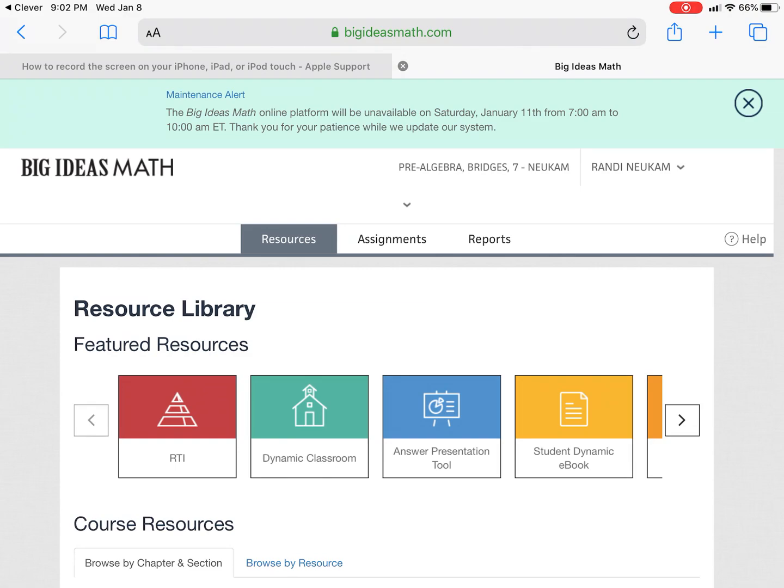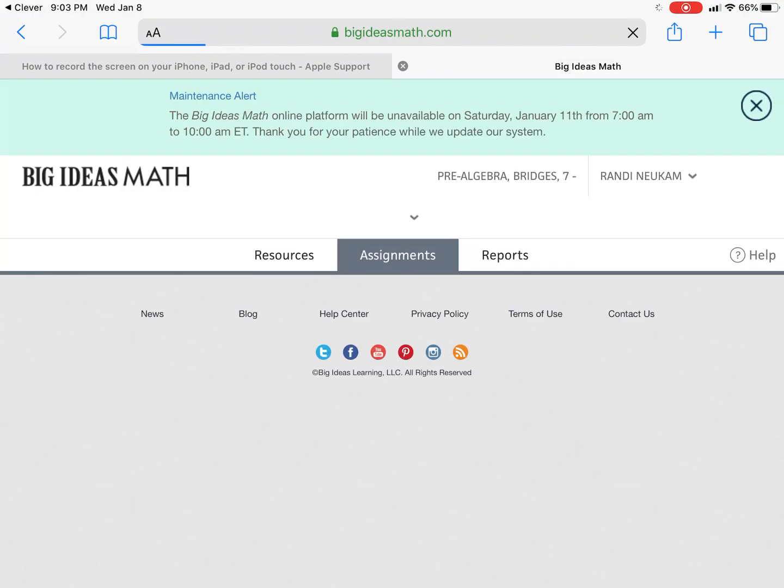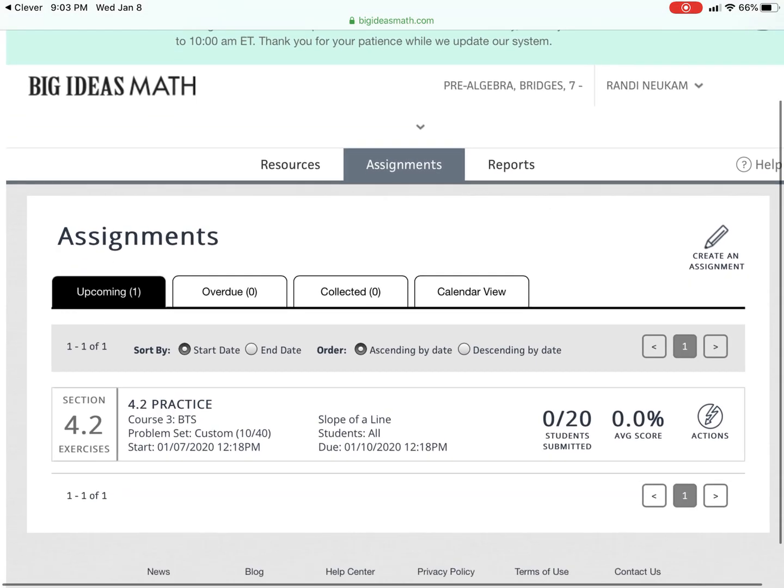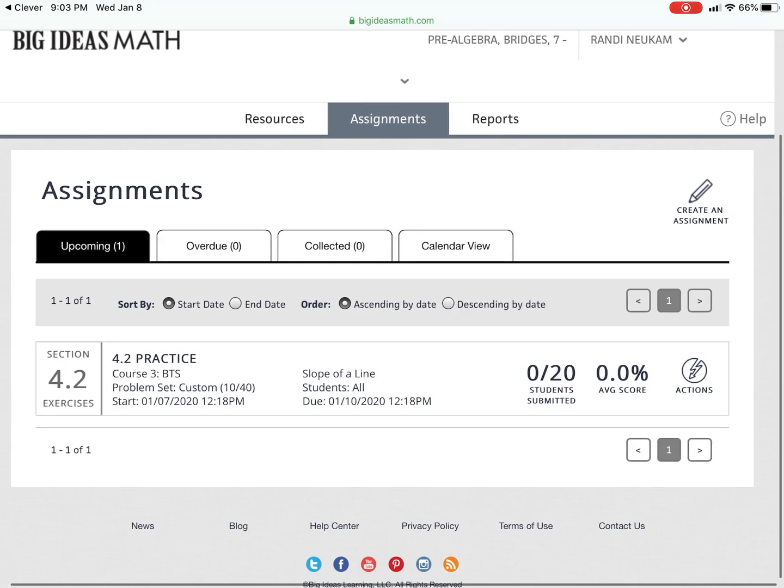Okay, so you're going to see this resources page when you click into Big Ideas Math. You want to click on assignments, and you should see what you see on my screen, this 4.2 practice slope of a line. So it's going to automatically grade this for you, and then in the Clever app, I'll be able to see your scores, and this is your practice assignment. I believe you still have a check for understanding to submit as well. So go ahead and do this first, then your check for understanding. And you can always email me if you have questions.